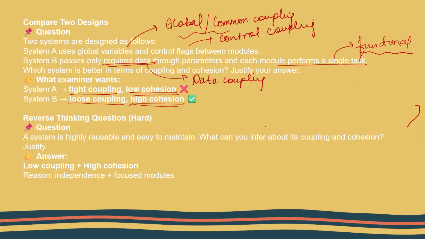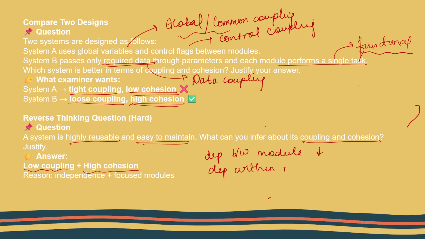Reverse thinking question. A system is highly reusable and easy to maintain. Can you infer about its coupling and cohesion? Justify. Low coupling and high cohesion. Now, this means that dependence between modules is low and dependency within modules is high.